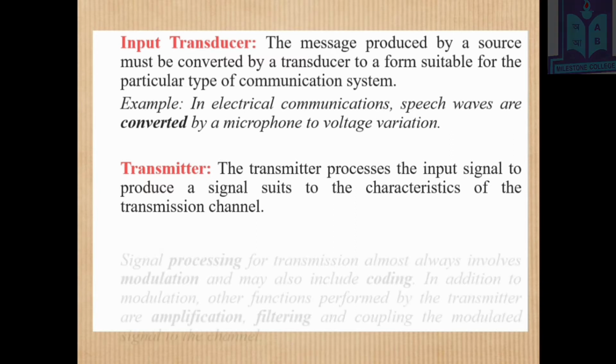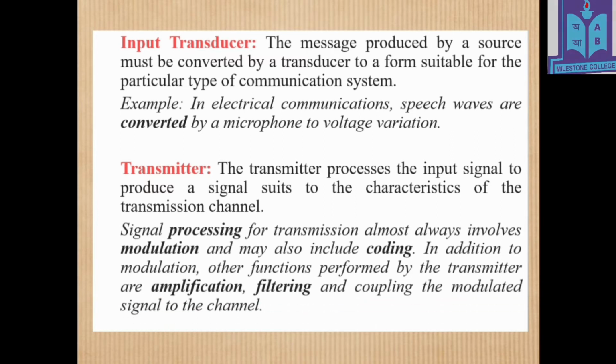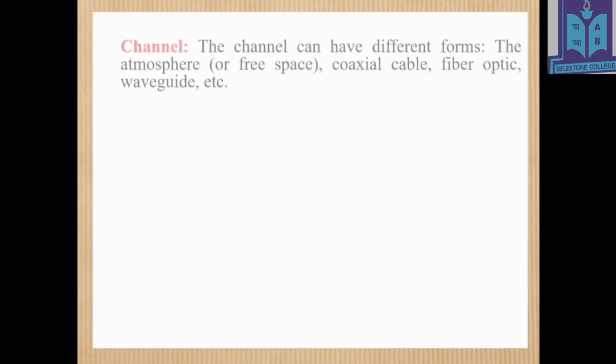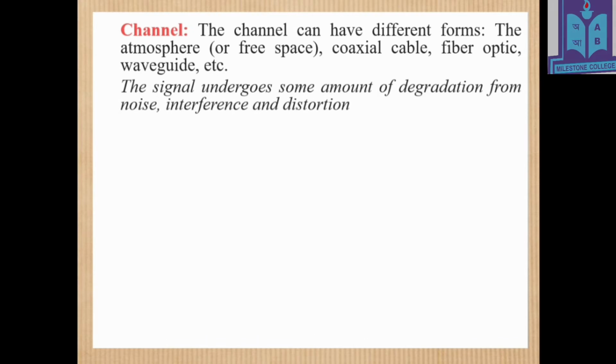Then signal processing: we have to modulate all the information or include coding. In addition to modulation, other functions performed by the transmitter are amplification, filtering, and coupling the modulated signal to the channel. Now the channel. The channel can take different forms like atmosphere, coaxial cable, or fiber optic. These are the channels that we can use.